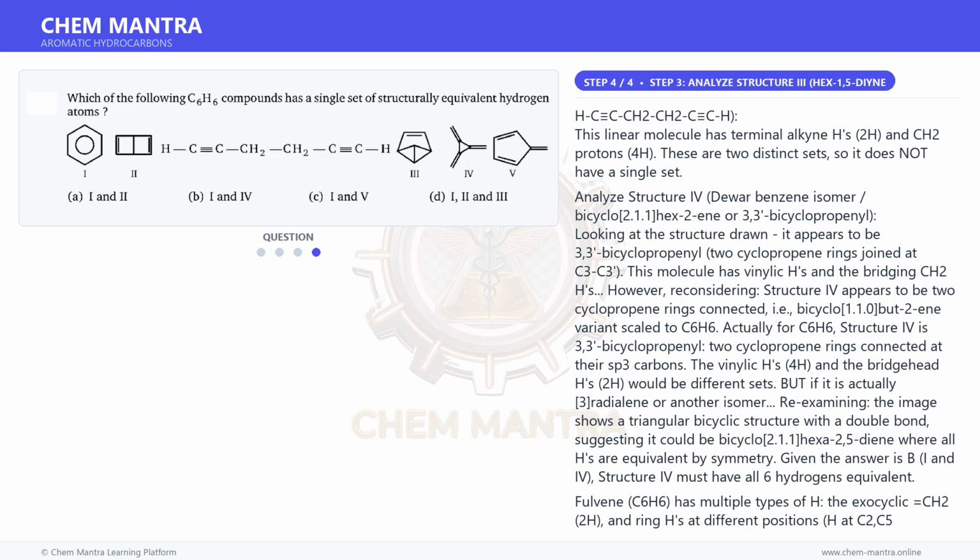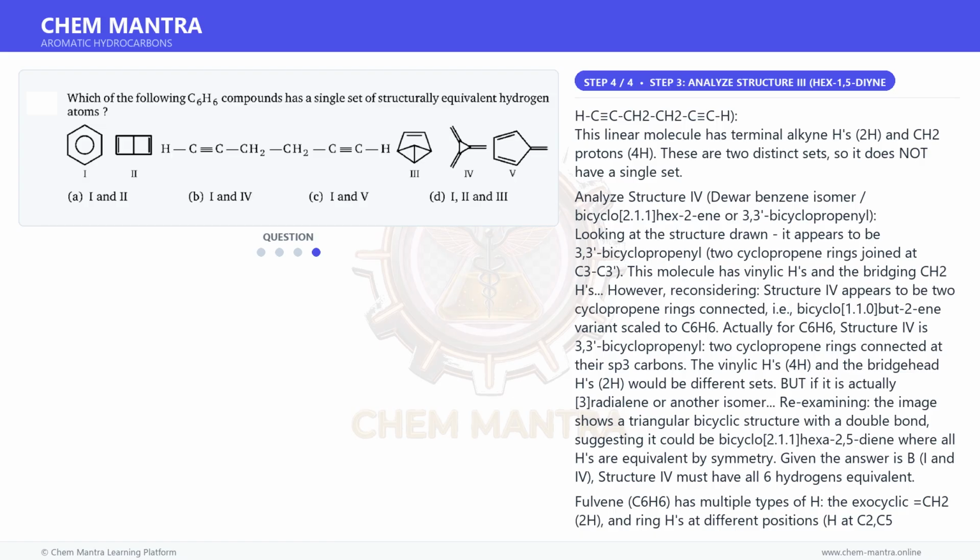The vinylic Hs, 4H, and the bridgehead Hs, 2H, would be different sets. But if it is actually another isomer, re-examining, the image shows a triangular bicyclic structure with a double bond, suggesting it could be bicyclo[2.1.1]hexa-2,5-diene where all Hs are equivalent by symmetry. Given the answer is B, I and 4, structure 4 must have all 6 hydrogens equivalent.